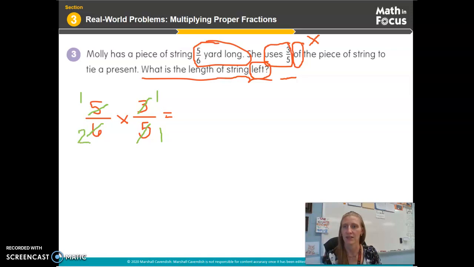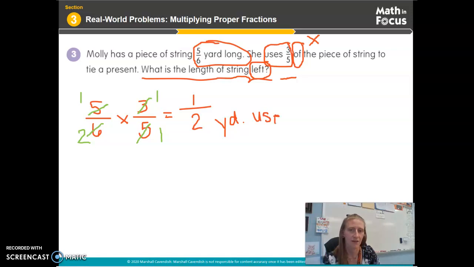Now that makes the multiplication so much easier because I can multiply my new green numbers. 1 times 1 equals 1. 2 times 1 equals 2. I'm going to label my answer so I don't forget what that means. 1/2 is not the answer to this question. I took how much string she had and I multiplied it by how much of it she used, and now I know how many yards she used. She used 1/2 yard. So we're going to label that as the string used.